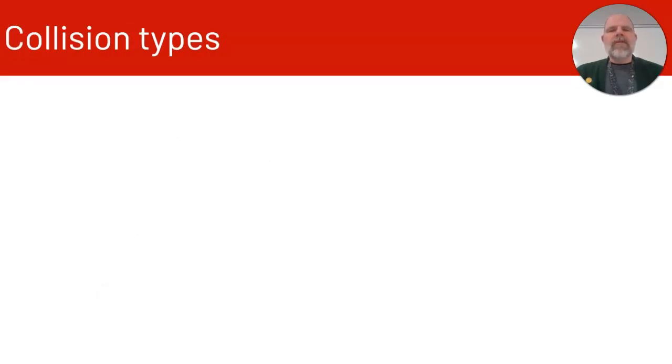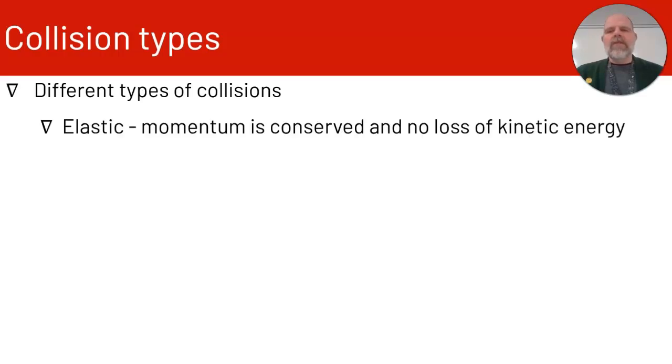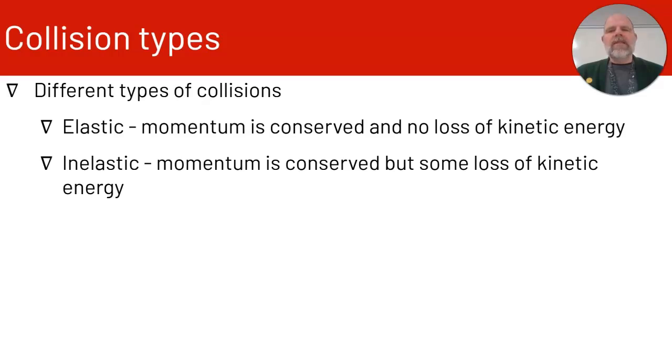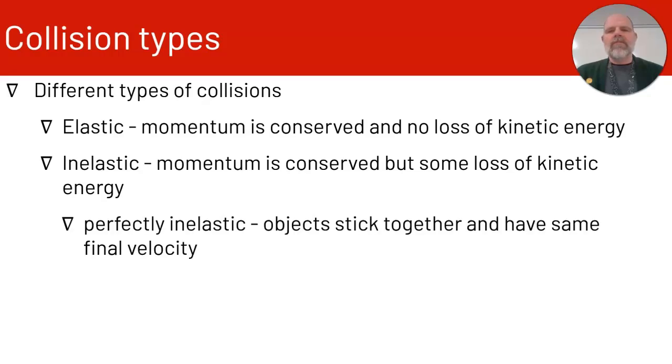So let's talk about different types of collisions. There's an elastic collision where momentum is conserved and there's no loss of kinetic energy. There's inelastic collisions where momentum is conserved but there's some loss of kinetic energy, often due to heat or sound, or some other types of loss of energy. And then there's a perfectly inelastic collision, and this is where objects stick together and have the same final velocity.